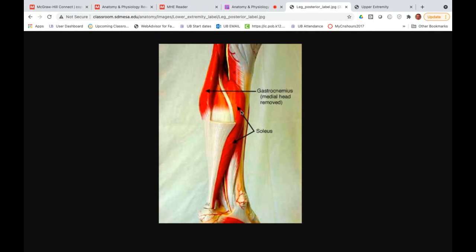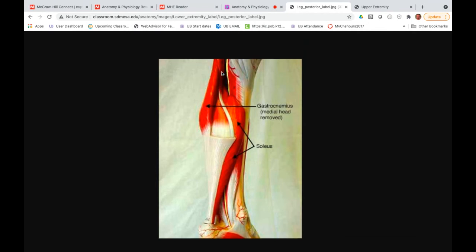Here would have been the medial head. So you see it says gastrocnemius and medial head removed. This is not the medial head. This is the lateral head. The arrow should be pointing to this gap. What's missing here is the medial head of the gastrocnemius.